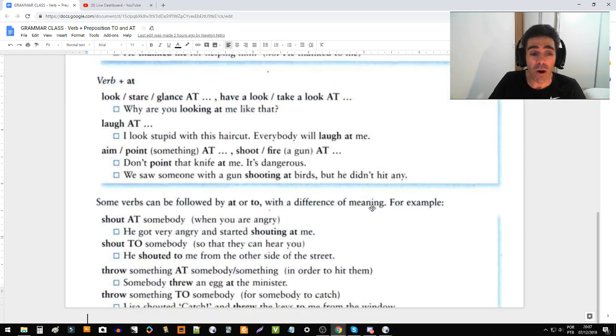So let's see now the verb plus "at." Verb plus at. So we have look, stare. Stare is when you look fixedly at another person and you focus on their eyes. And to glance is when you look very fast. You just give a glance, okay? Glance at, have a look, take a look at. Look, stare, glance at, have a look, take a look at.